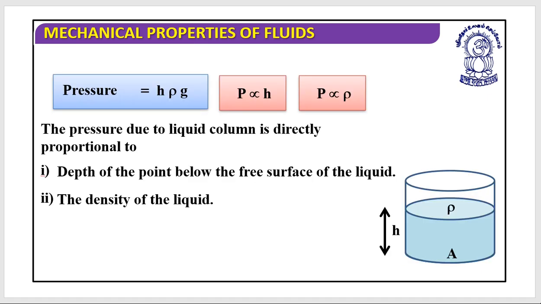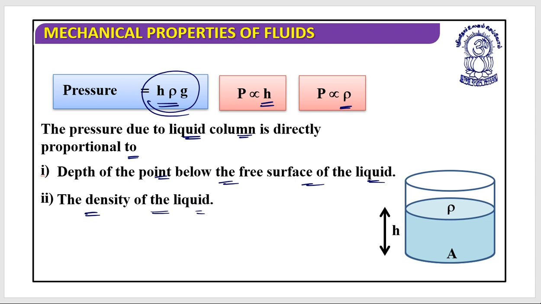So this is the pressure, which depends on the height of the liquid column as well as the density of the fluid. The pressure due to a liquid column is directly proportional to the depth of the point below the free surface of the liquid, and it also depends on the density of the liquid. Is it clear? So P is equal to h into rho into g. Please do remember this.